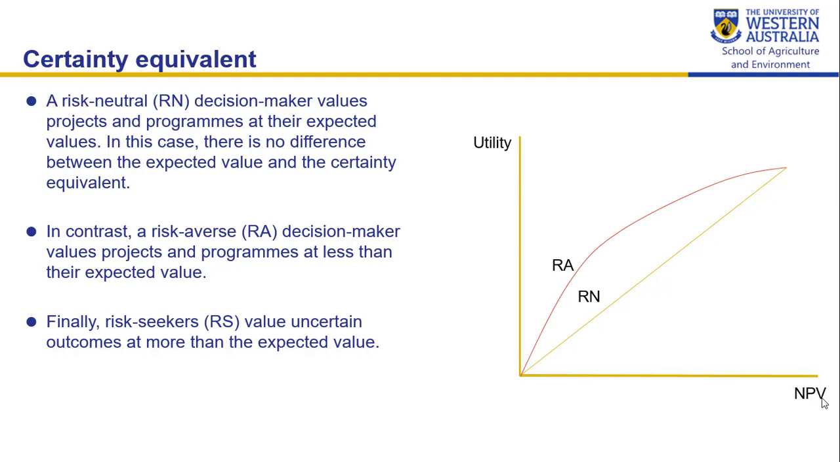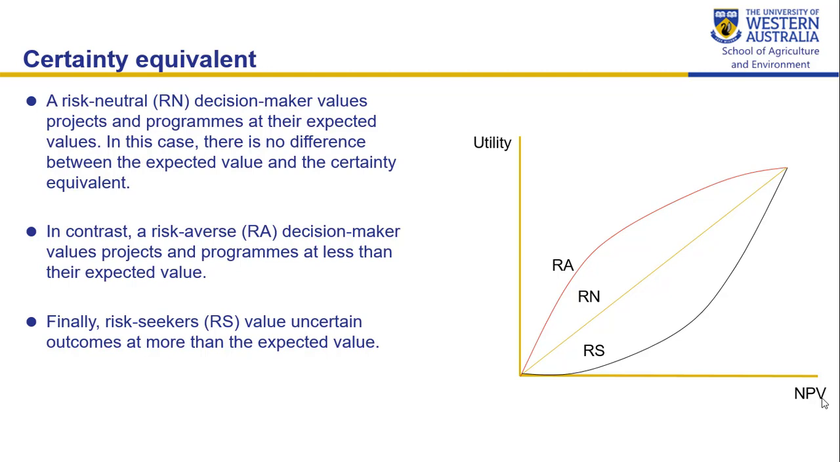For a risk-averse decision maker, as we have mentioned before, they would value the projects and programs at less than their expected value. So we have a curve which is convex. Finally, risk-seeking decision makers would have a utility function curve, something similar to this.